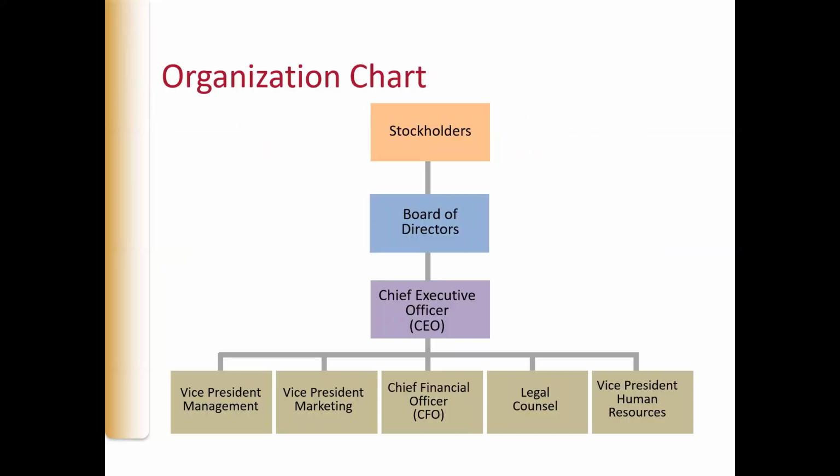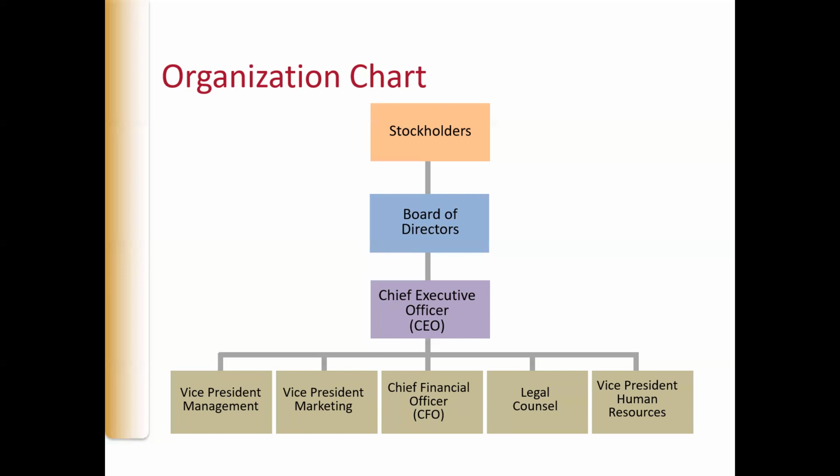Generally speaking, most corporations follow this organizational chart. What this means is the stockholders, when they purchase shares of a company, they are the ones that own the company. The stockholders elect a board of directors. So among all the stockholders, they vote on a board of directors. And it's the board of directors who elects the CEO or appoints the CEO, the chief executive officer, the main head honcho.